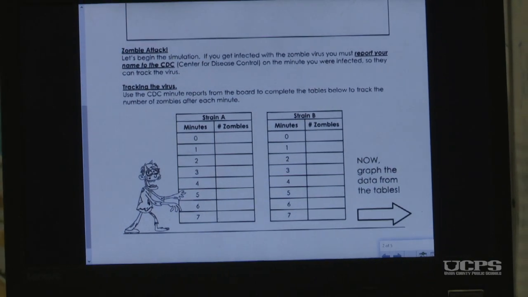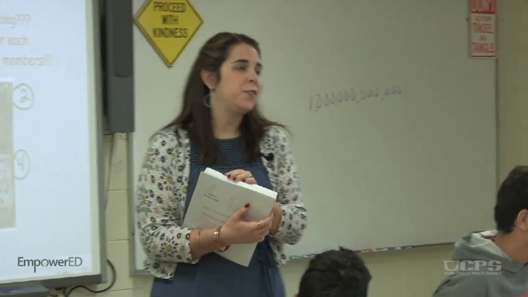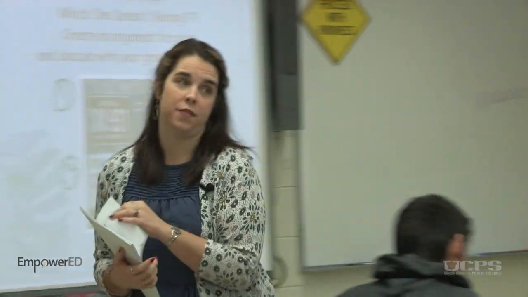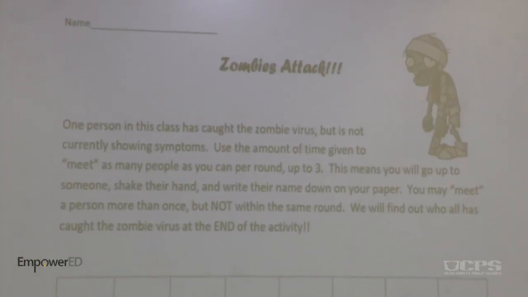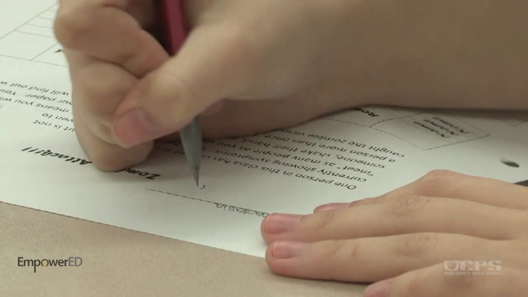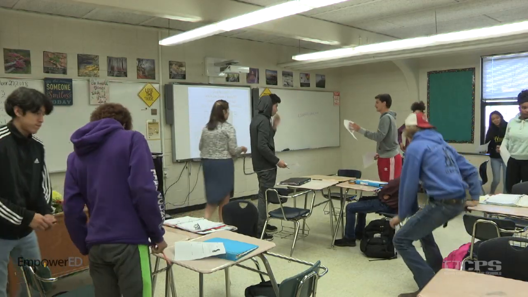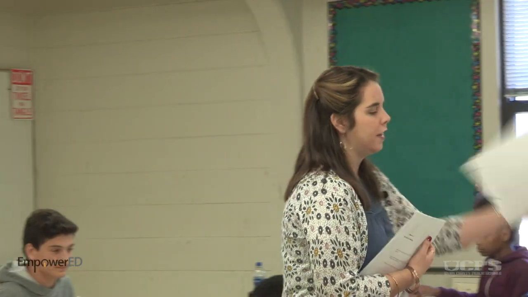All right, so what we're gonna do is you're gonna have different rounds where you're gonna interact with people. And one person has the zombie virus. And as you go through each round, you don't know who has the zombie virus. So you're interacting with people, and at the very end, I'm gonna reveal who that person is, and we're gonna talk about how the number of zombies grew throughout the activity. Does that make sense?